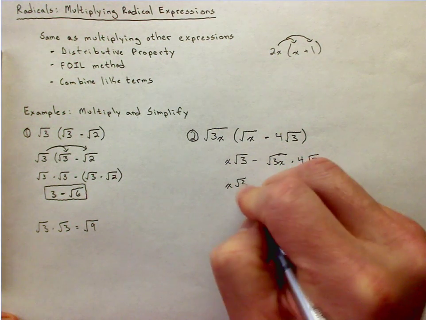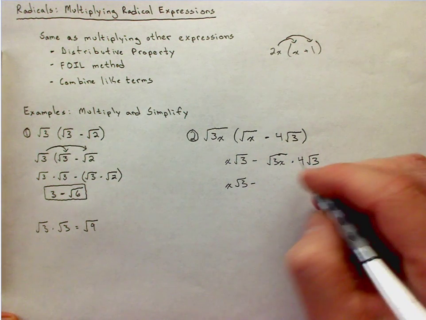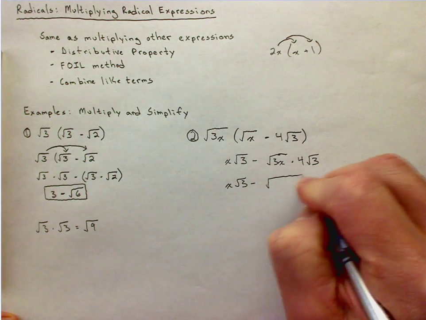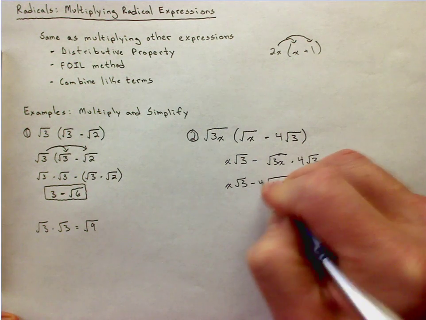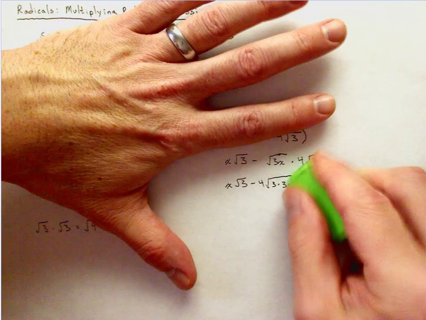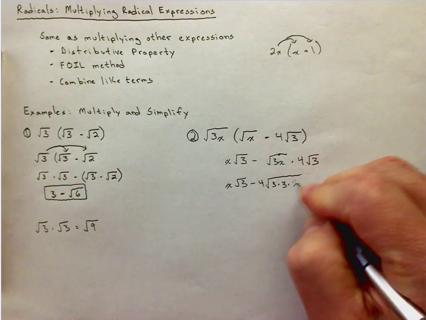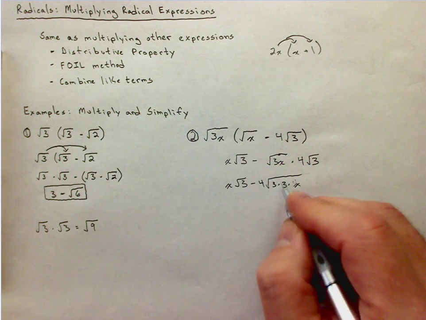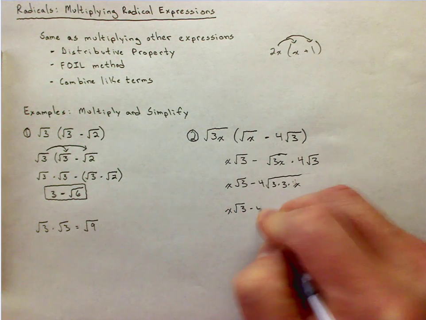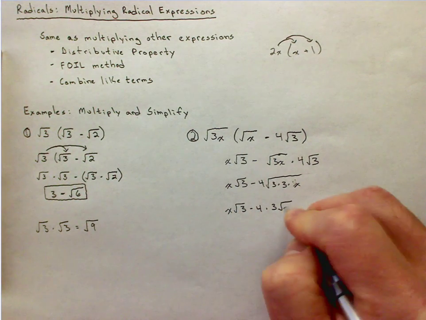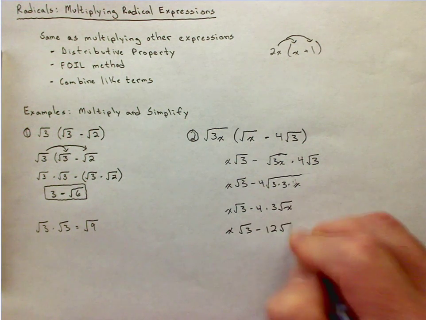And I'll rewrite it because they can all go under. Remember our product rule for radicals. I can turn around and I know that this is 3 times 3 times 4. Whoops, 4 is out here. Rushing through. Times x. Well, I can pull a 3 out. Square root of 9. So I have x square root of 3 minus 4 times 3 square root of x. So this ends up being x square root of 3 minus 12 square root of x.